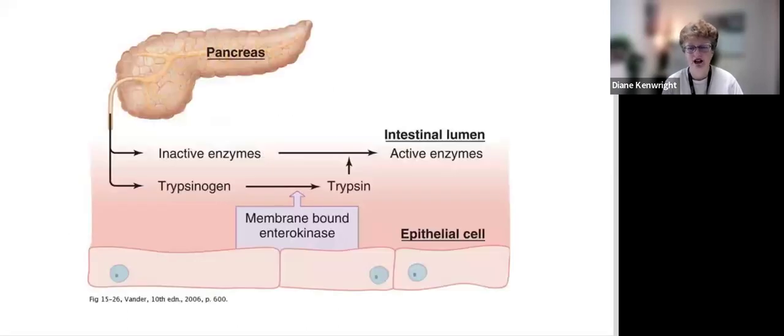Okay, a lot of the enzymes are secreted by the pancreas as proenzymes and get converted into active enzymes. So inactive enzymes are caused to become active enzymes by trypsin. Trypsin itself is activated by a membrane-bound enterokinase on the epithelial cells. So the pancreas usually doesn't dissolve itself because it has inactive enzymes secreted.